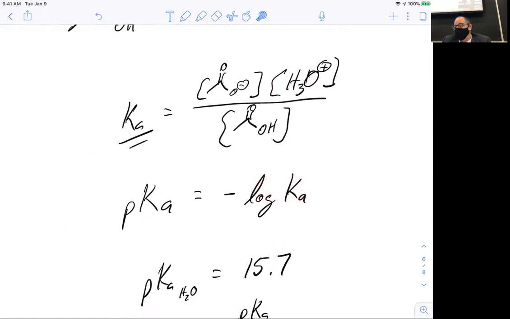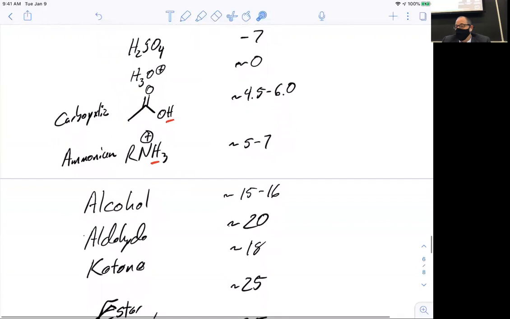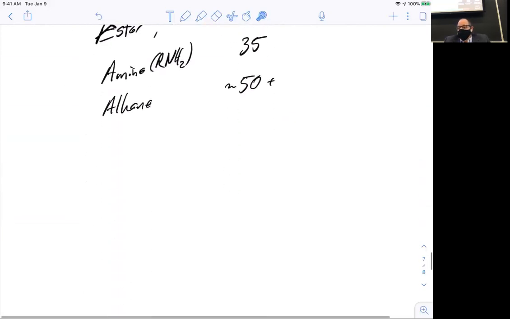And because it's a log, every time we change a number, that's a factor of 10. So the difference here is not 1, the difference here is 10,000. If we look at the equilibrium, if we change from 4 or 5 to 7, that range is a 10,000 range. Okay, so this is pKa.